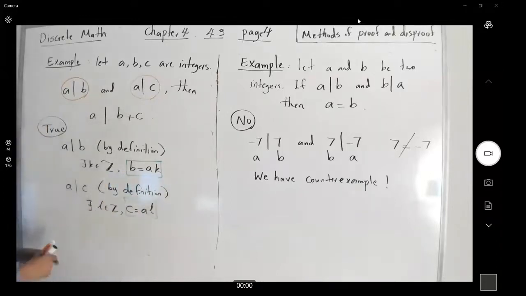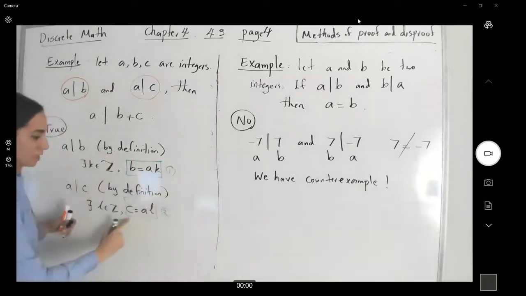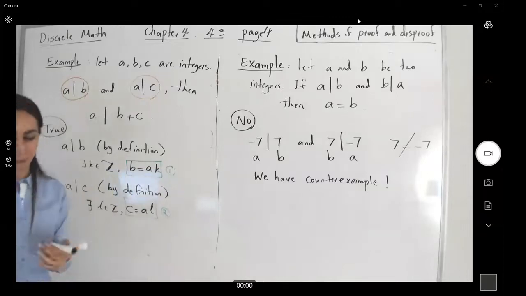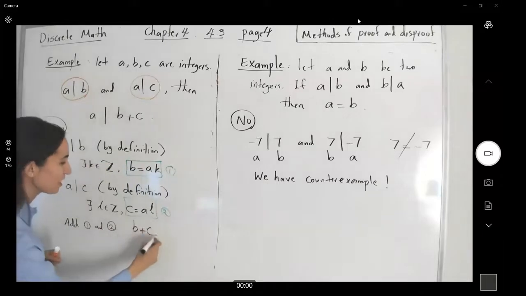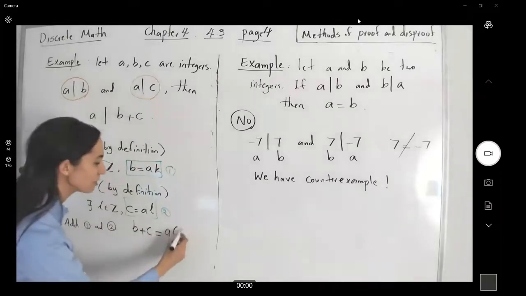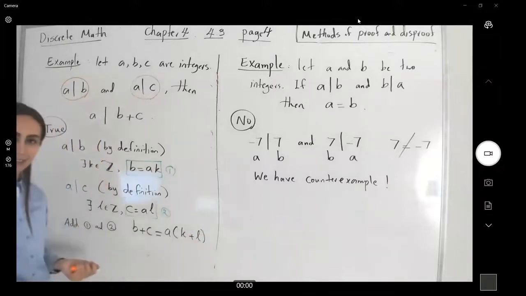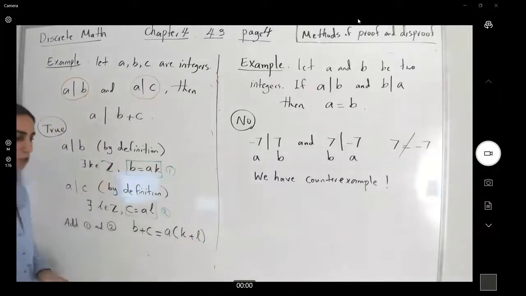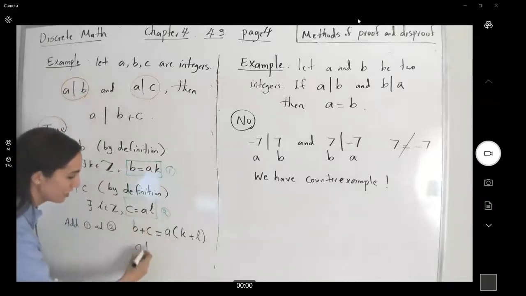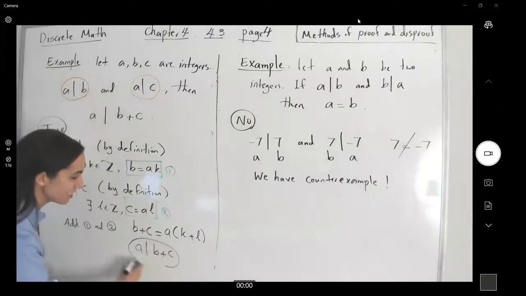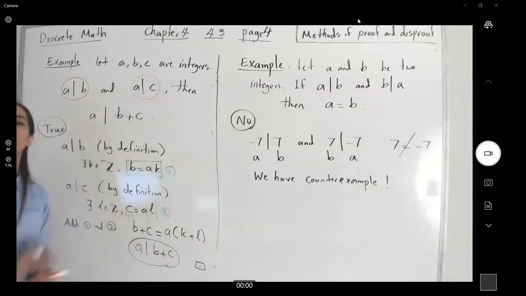So B is equal to AK and C is equal to AL. I'm going to add 1 and 2. B plus C is equal to A times parentheses K plus L. Isn't that an integer? Of course. Do you see the factor here? Yes. So A is a factor of B plus C. We're done with our proof here.